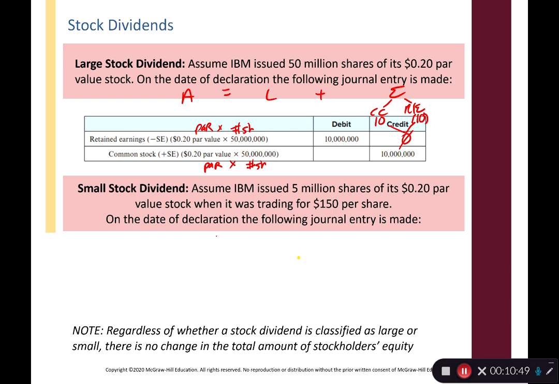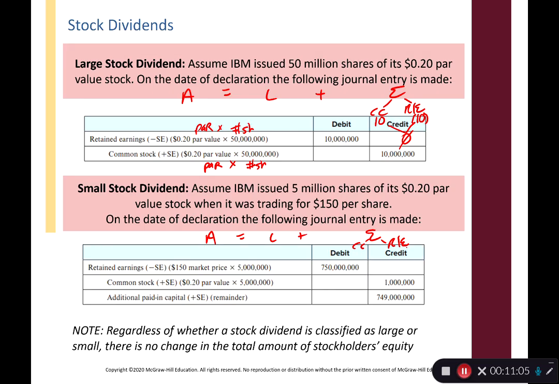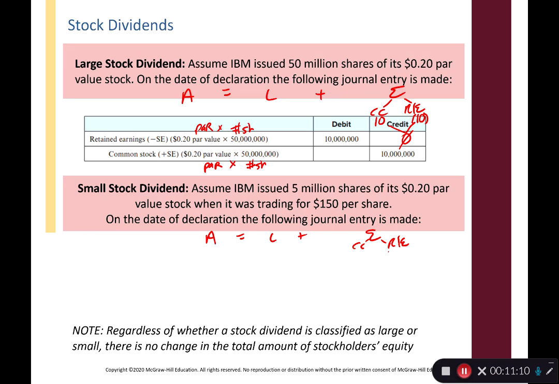If it's a small stock dividend, then we record it at market value. So the overall impact to the accounting equation is similar in that we're moving money from retained earnings to contributed capital, but we're going to be moving it at the market value. So in this case, 5 million times the 150, which is 750 million. We're going to take 750 million out of retained earnings and put it into contributed capital. So again, the net effect is 0.